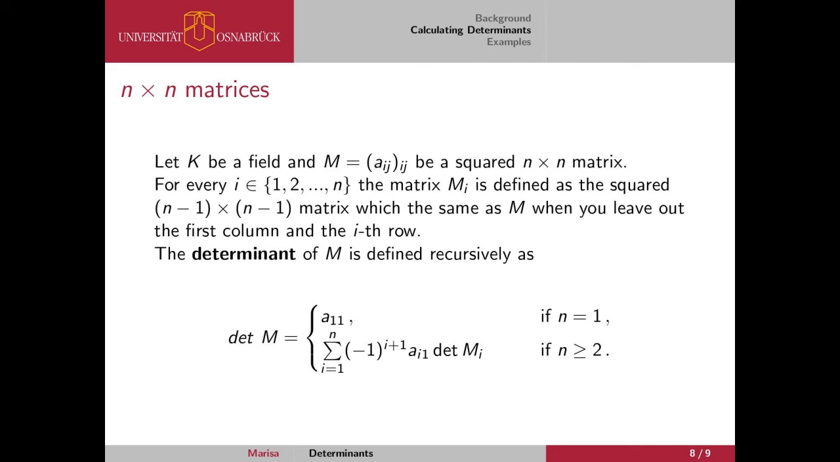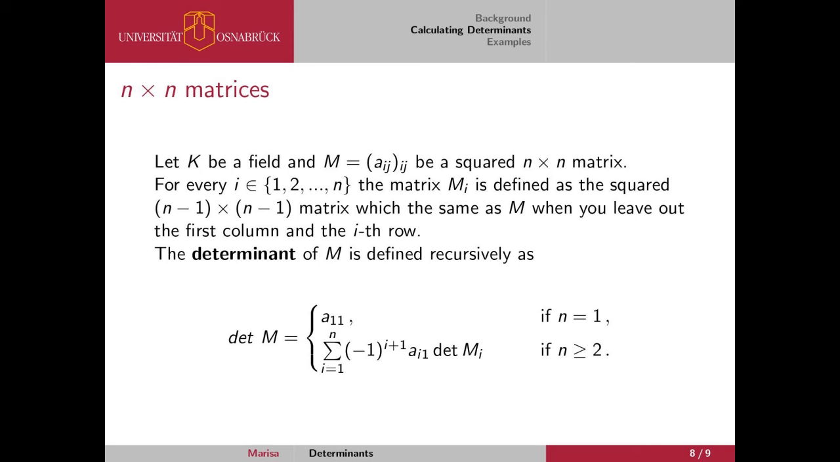But again, there is a formula for it, which looks a bit complicated, but we will go through it together now. So we have a matrix M, which is here in the definition defined as a_ij. I'm not sure if you're familiar with this by now, but the i stands for the row and the j for the column. So this is the indexing of our matrix. And this matrix is now a square n times n matrix.